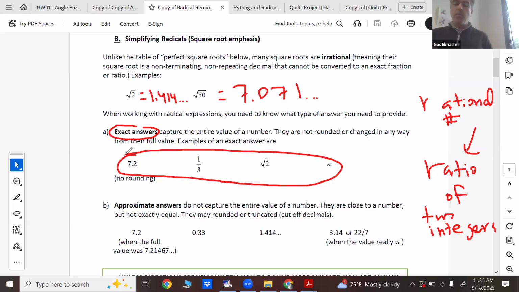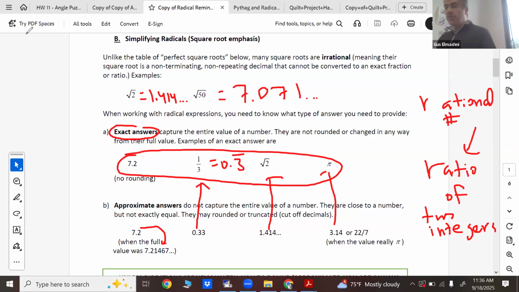Now, approximate answers would be if you're rounding these. So 7.2 would be the approximation of this, if it were that number. 0.3 is an approximation of this because truly 1/3 is 0.3 repeating. That should be 0.3, and you guys know what that means? We put a bar over it. It keeps going. Good. Yeah, that's an approximation. Pi goes on forever, but 3.14 and 22/7 are approximations of pi. So be mindful of the wording.